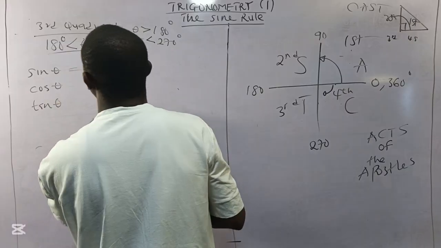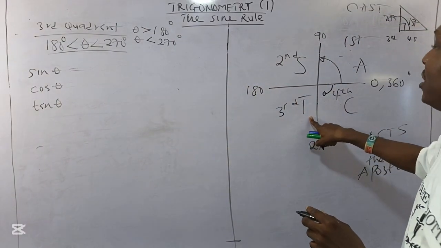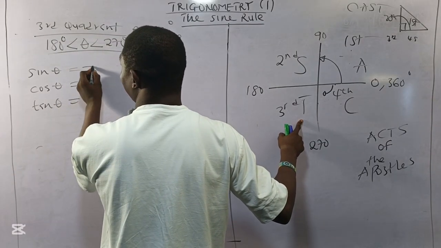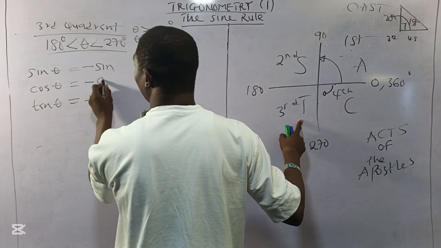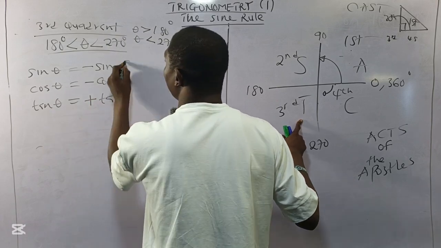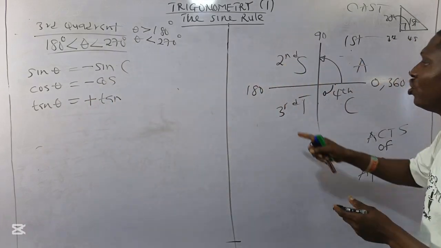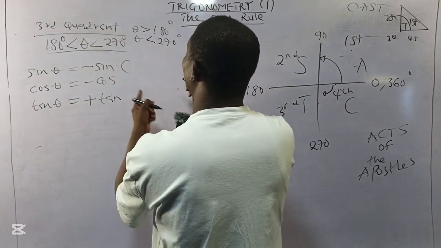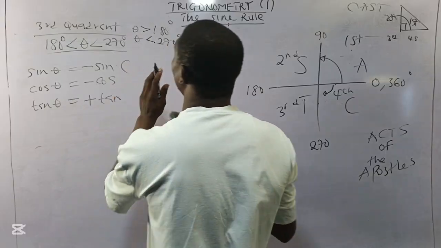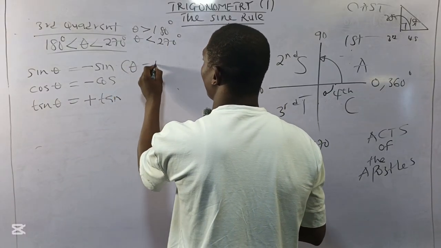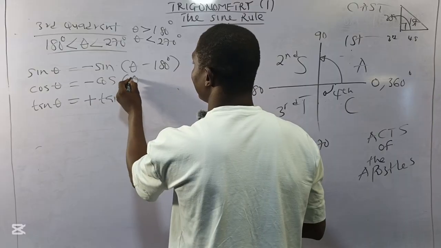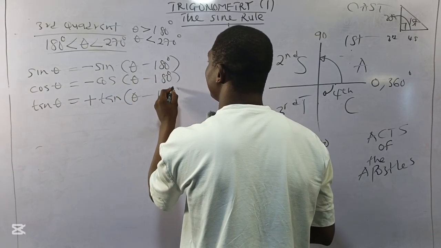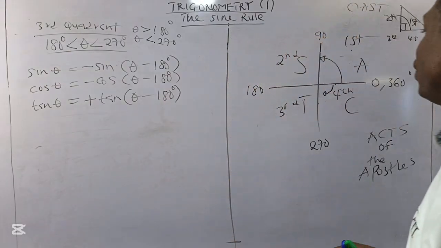Now, we still have our sine theta, cos theta, and tan theta. For the third quadrant, you see that what is positive is only tan, so here becomes positive, and the remaining two become negative. You still put your sine, your cos, and your tan. For this case, theta must be greater than 180, so instead of 180 minus theta like in your second quadrant, we simply have theta minus 180 degrees, bracket theta minus 180 degrees, bracket theta minus 180 degrees.